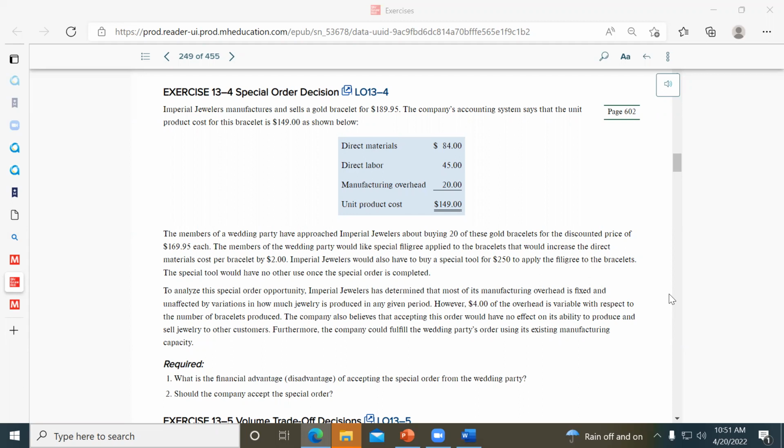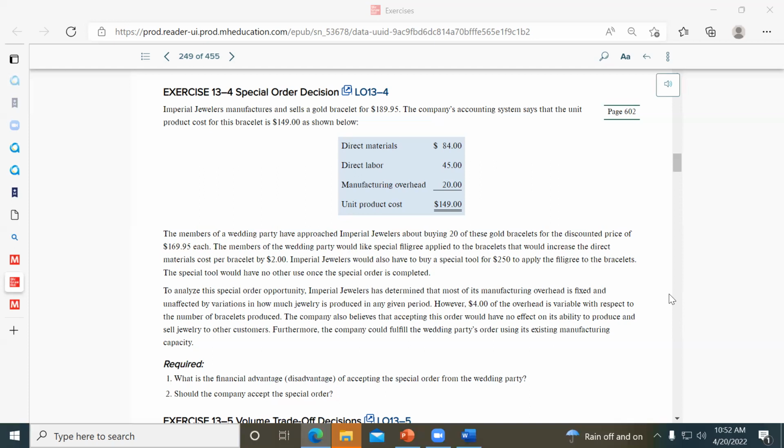The members of a wedding party have approached Imperial about buying 20 of these gold bracelets for a discounted price of $169.95 each. The members of the wedding party would like special filigree applied to the bracelets that would increase the direct material cost per bracelet by $2. Imperial Jewelers would also have to buy a special tool for $250 to apply the filigree to the bracelets. The special tool would have no other use once the special order is completed.